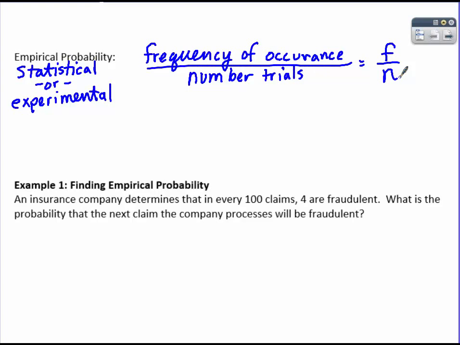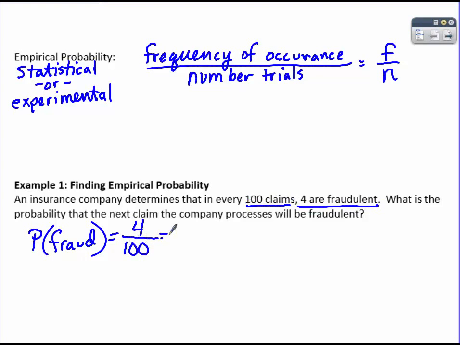So what we're looking for are two things. The number of times that something did occur. We're trying to find the probability of a fraudulent claim. So we're looking for the number of times that something was fraudulent, which it tells us here 4 are fraudulent. So therefore that's my value of F. And I'm going to divide this by the total number of trials. So it is looking at 100 claims total. So my probability is actually 4 out of 100, the same as 1 out of 25. So essentially this is the same as about a 4% chance. Alright, so in a nutshell, that is empirical probability. It's what actually occurs based off what we tried to have happen.